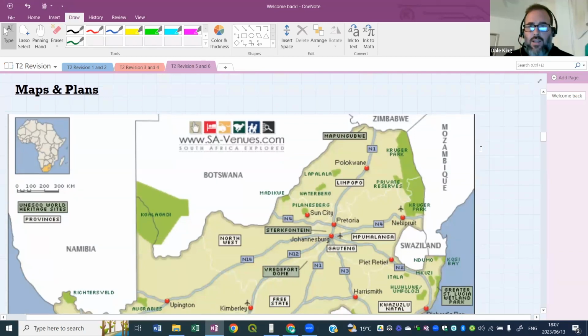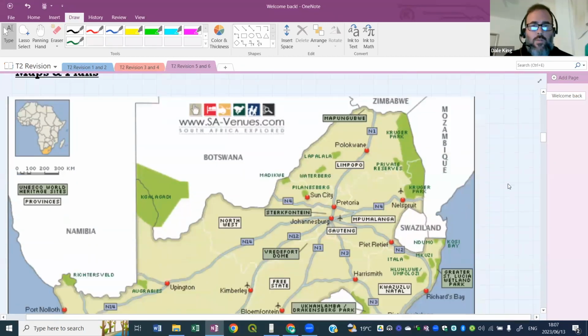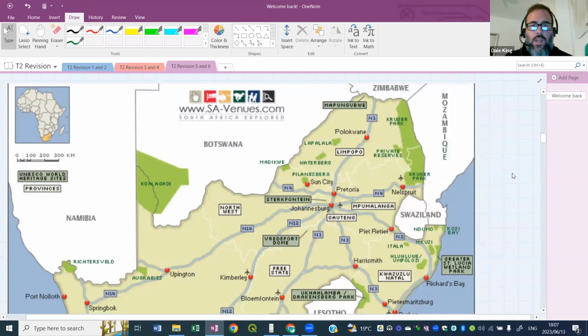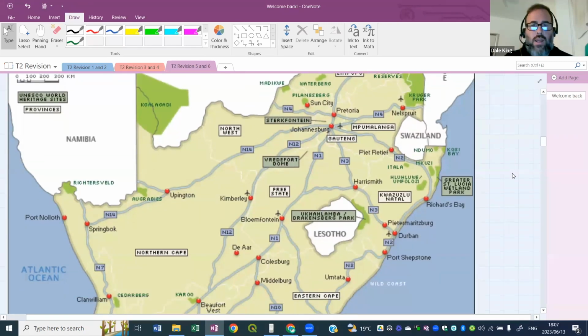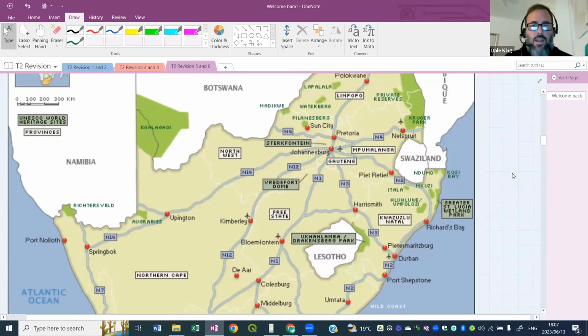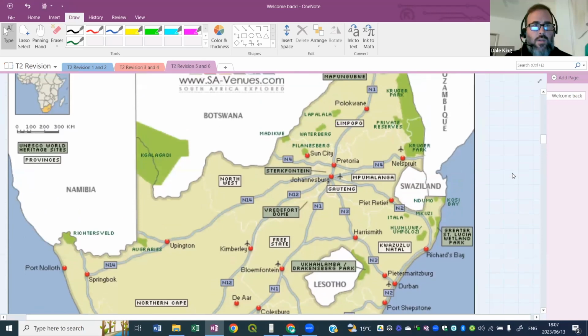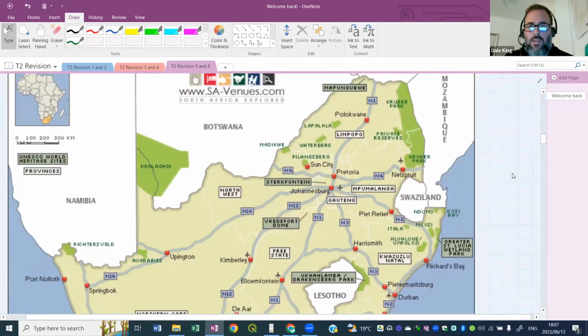Now, I've tried to get as clear a map as possible. And here on the screen, we have a map of South Africa, which shows us major routes and major towns in the country. I'm not going to scroll down all the way to the bottom because there's something I want to talk about at the top here. But you might see something like this in your exam or a test or an assessment.